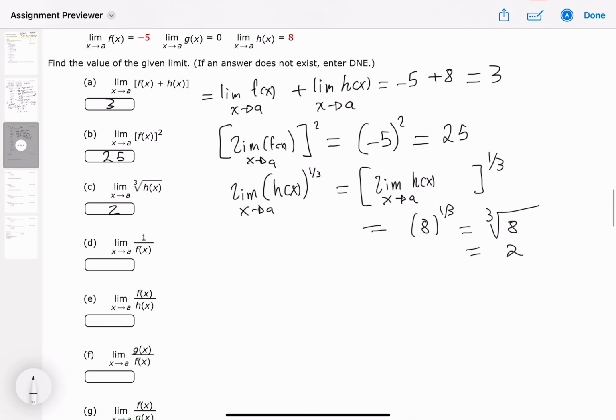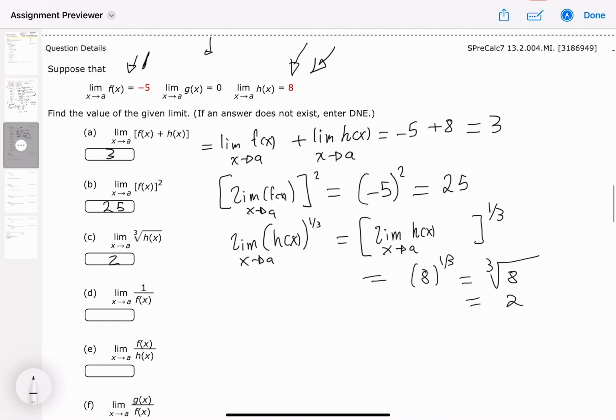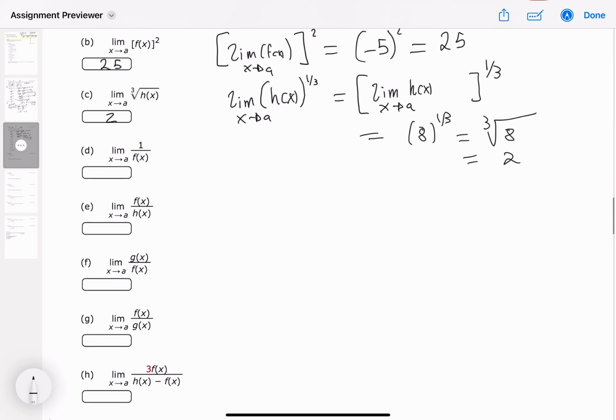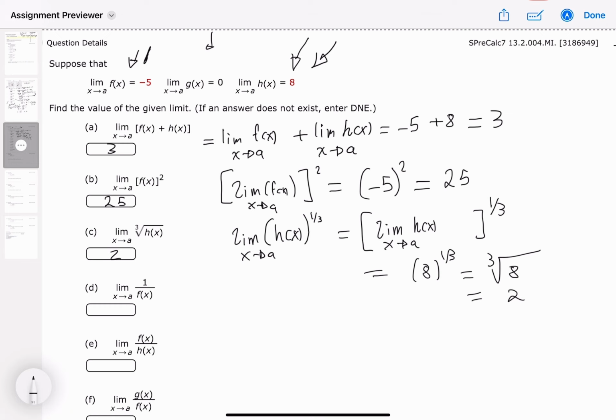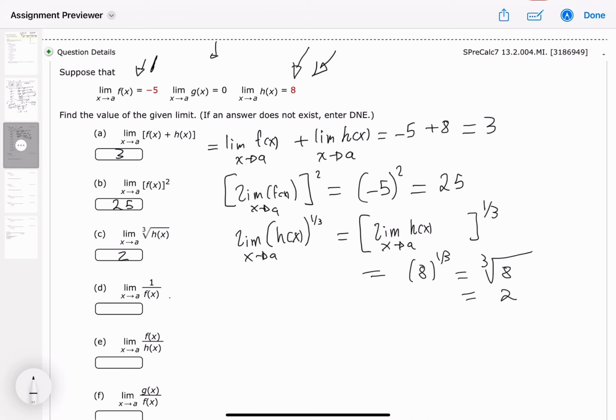Okay, number D. The limit of 1 over f of x. Again, I don't know this function here initially, but I can apply the properties of limits to get to it. If you remember, whenever you have a number in the denominator, you can rewrite that number as a negative exponent. So I would rewrite this as the limit when x approaches a of the function to the -1.